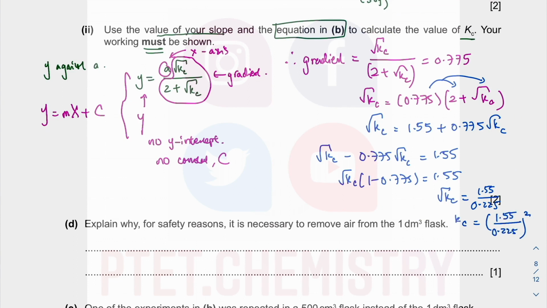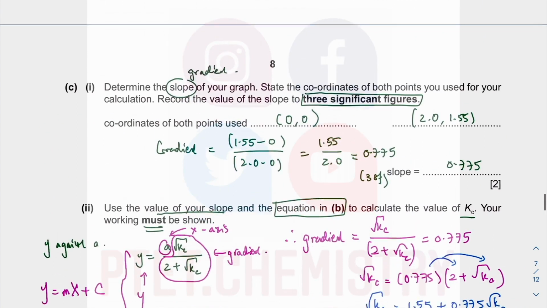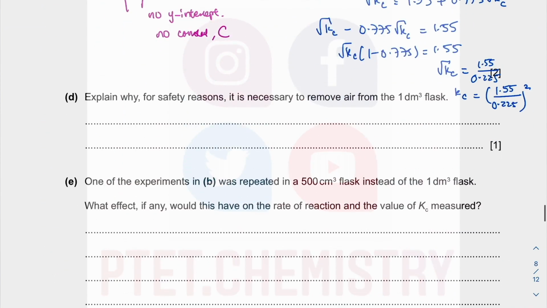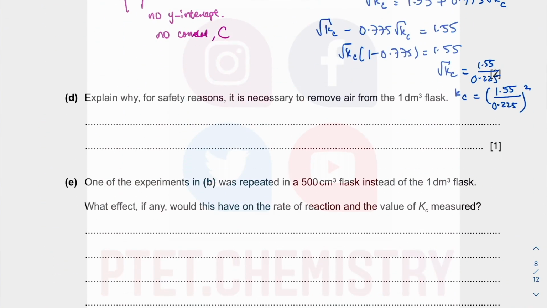Okay, so that is square because it's 1.55 over 0.225, the whole thing square, because now I move the square root to the other side. Or you can think about square both sides. When you square this, you will have no square root. Then when you square this, you get that. And you should give your answer to 3 sig fig because we used previous data. That was to 3 sig fig. 1.55 divided by 0.225, then you square that.